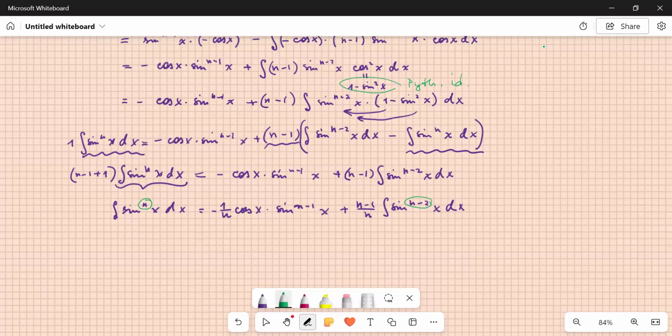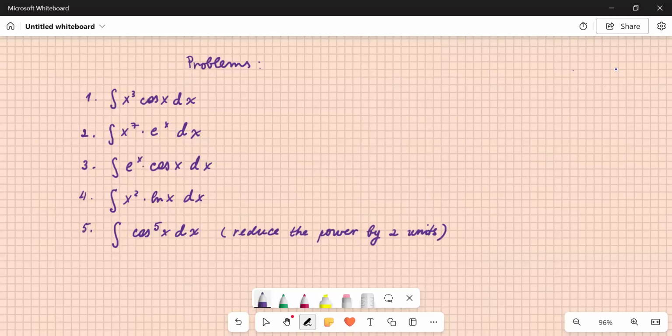Well, I think we can finish this section 7.1 at this point, and I'm just going to write down some problems for practice. Okay, guys, I wrote the problems to save your time listening to me. So, first problem, the product of x cubed and cosine, so a mix of trigonometry and power function.